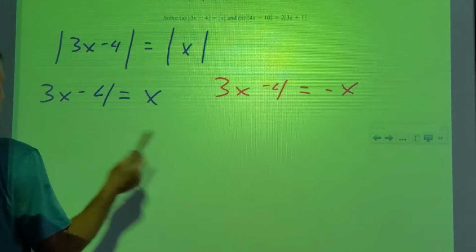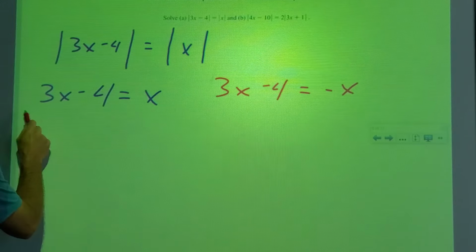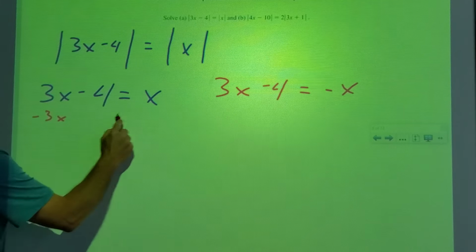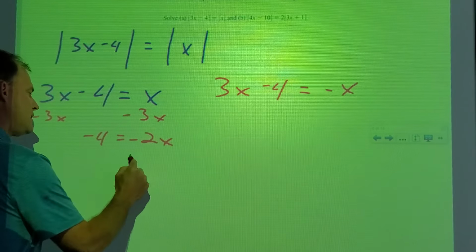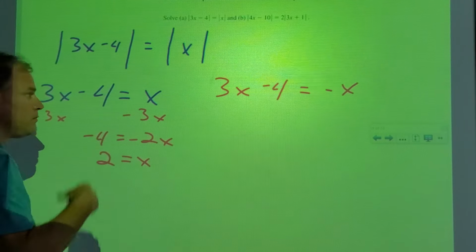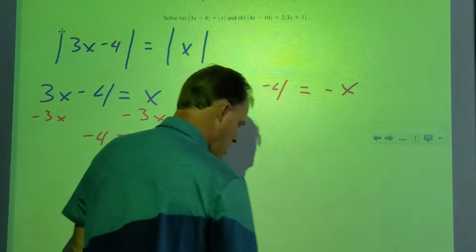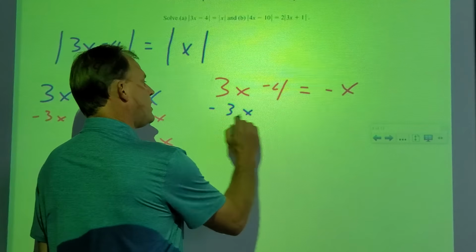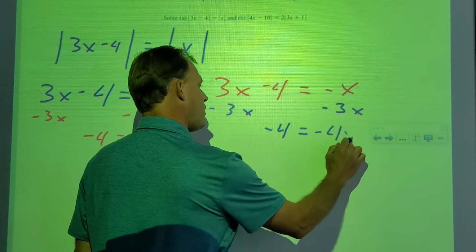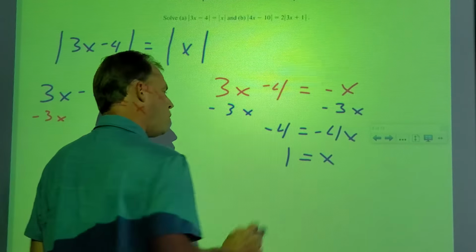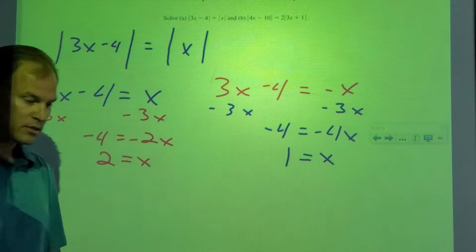I need to get the x's on the same side, so I'm subtracting 3x on both sides. Negative 4 is negative 2x. Divide, x is 2. Over here, subtract 3x from both sides. Negative 4 is negative 4x. X is 1.